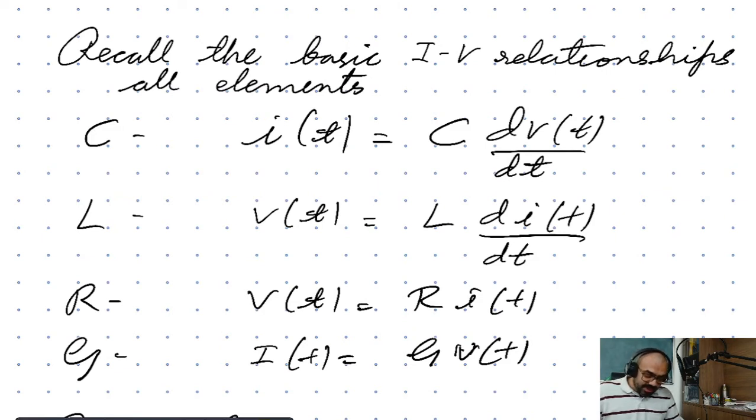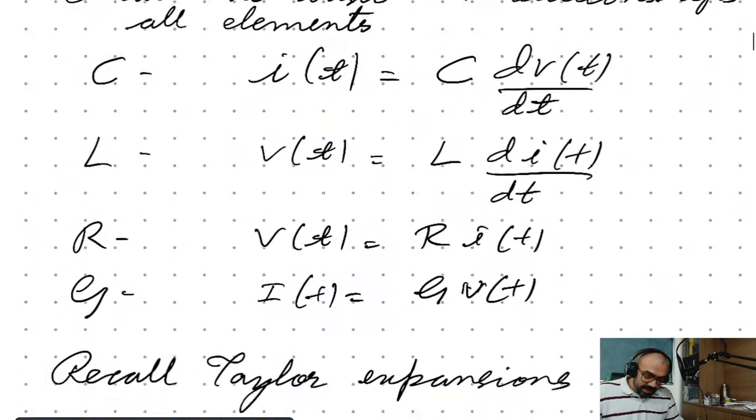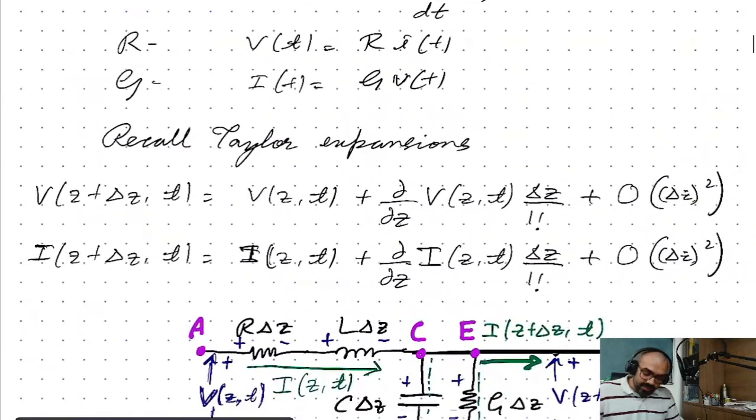For the resistance and the leakage conductance, it's easy. It's simply Ohm's law. And for the capacitor, the current is C dV by dt, and the voltage across the inductor is L di by dt. So we're going to use these relationships. One more thing that really is helpful in doing this derivation is to recall the Taylor expansions.